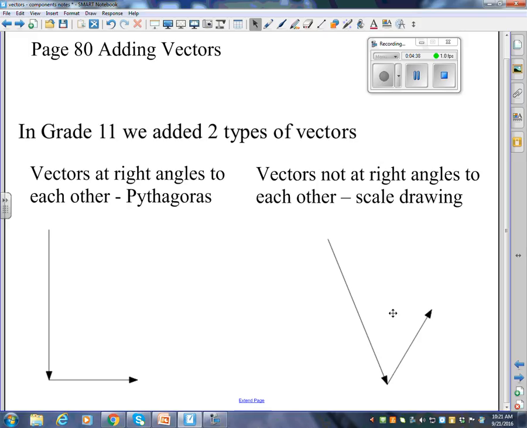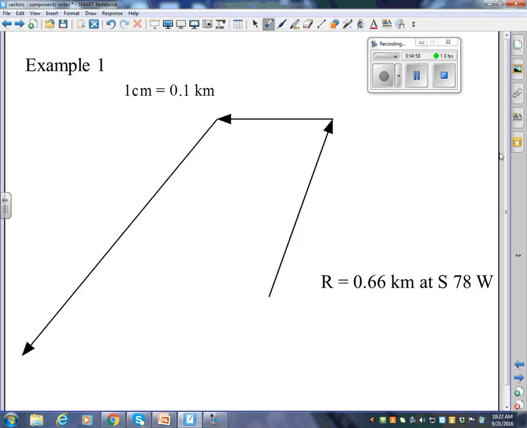Because components takes care of it. If you had them at right angles, you simply did A squared plus B squared equals C squared. And when it was not at right angles, you had to get a ruler and a protractor and measure. That's how we did it in grade 11. Again, not doing that anymore. When you did it by scale, you had to come up with a scale, use the ruler and protractor, tip to tail. Where's the resultant?